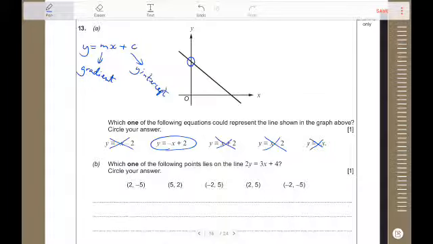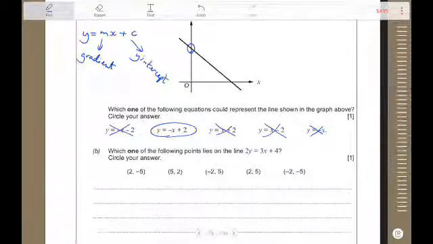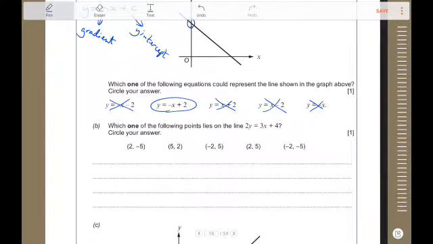Okay, let's look at part B. Which one of the following points lies on the line 2y equals 3x plus 4? Well, if you want to check if a point actually lies on a line, you need to substitute the x and the y into the equation to see if the left-hand side does equal the right-hand side. So I know it's only one mark, but I'm going to go through this just to make sure I don't make any silly mistakes. So this is my x, this is my y coordinate. So for each one, I'm going to substitute them in quickly.